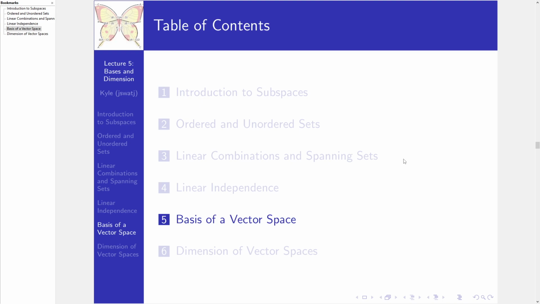Okay, I think these sections are longer, so that's why we're going so quickly through all of this.